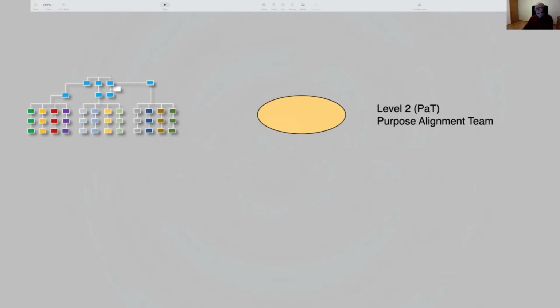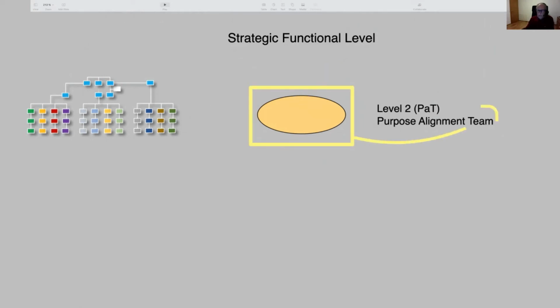The level 2 purpose alignment team replaces all non-level 1 team management roles. It is a strategic functional level of the organization. The emphasis of the purpose alignment team is one of being a team. This is absolutely crucial. The membership of the purpose alignment team is dependent on the nature and focus of the organization, which can be public, private, or non-profit. For example, the most knowledgeable and experienced people in manufacturing, sales, R&D, HR, finance, and so forth.